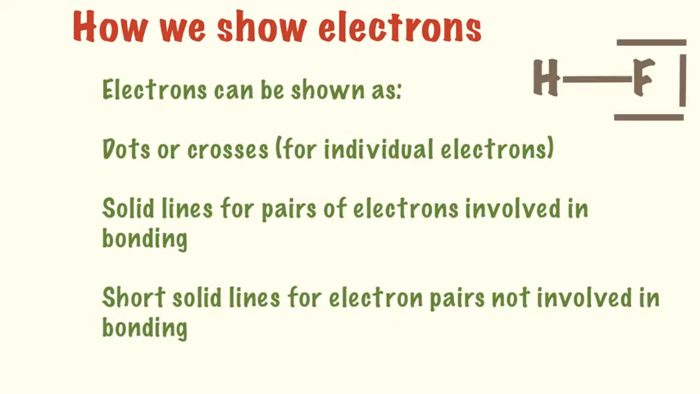Some are here. I'll just point them out to you. We've got them over here, there, one, two there, two there, two there. One of fluorine's electrons there, one of hydrogen's there. So fluorine now has access to eight electrons, so it's happy. Hydrogen's got access to two electrons, it's happy, and life goes on.